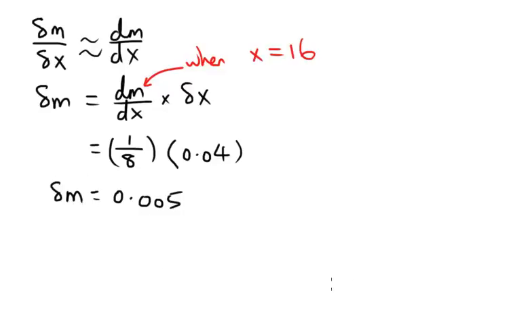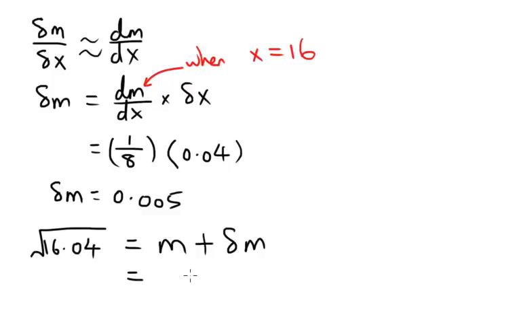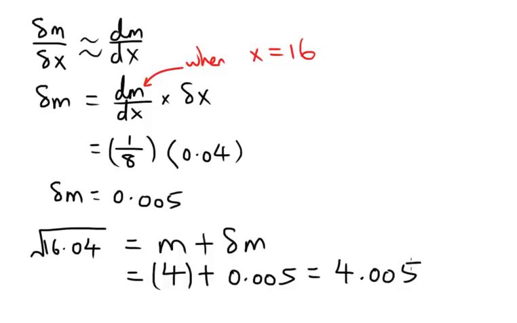So now the value for the square root of 16.04 is m plus delta m. And what is your m when x is 16? It is 4, plus delta m, which is 0.005. And there you get 4.005. So the square root of 16.04 is approximately equal to 4.005. You can double check it with your calculator. And this is how we apply the approximate change to a practical question.